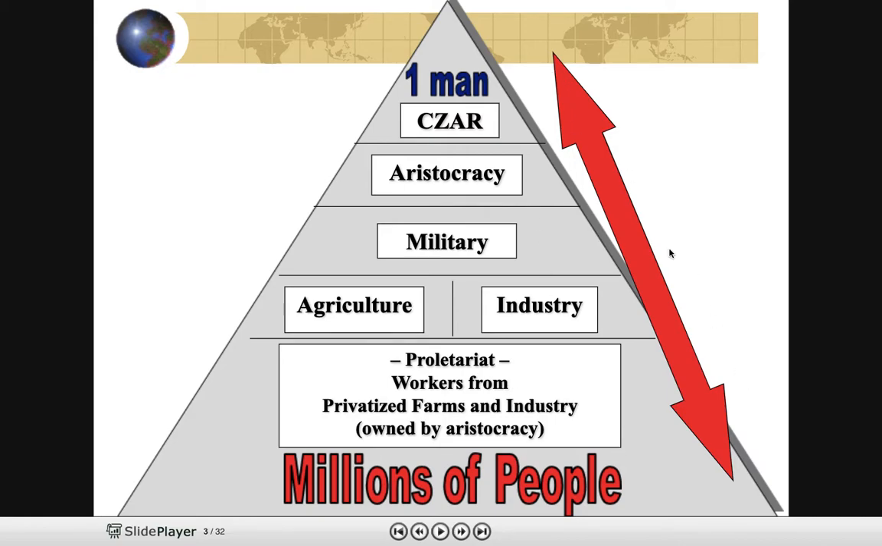So you can see the distribution of power: not a lot of power and not a lot of people up here at the top, but the triangle gets bigger down here. So most people, millions of people, are just going to be the workers.